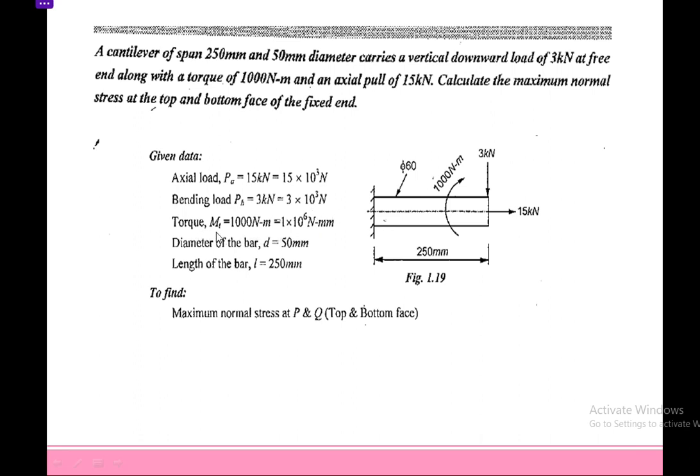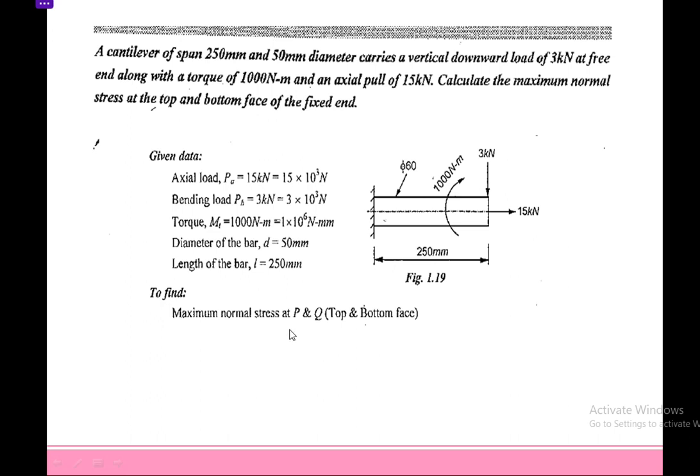And the torque that we take as M_T, that is the twisting moment, is 1000 Newton meter. We convert it into Newton mm, that is 1 into 10 power 6 Newton mm. The diameter of the shaft is actually 50 mm. In the diagram it is wrongly marked as 60 mm, so take it as 50 mm, and the length is 250 mm. Here we have to calculate the normal stress.